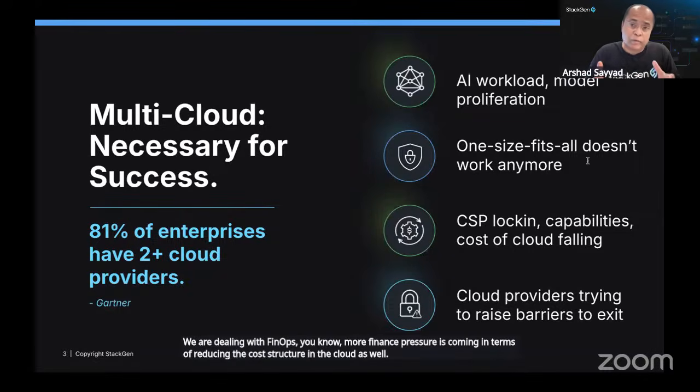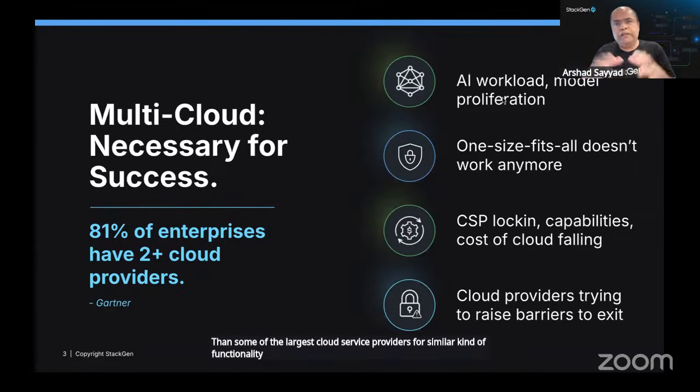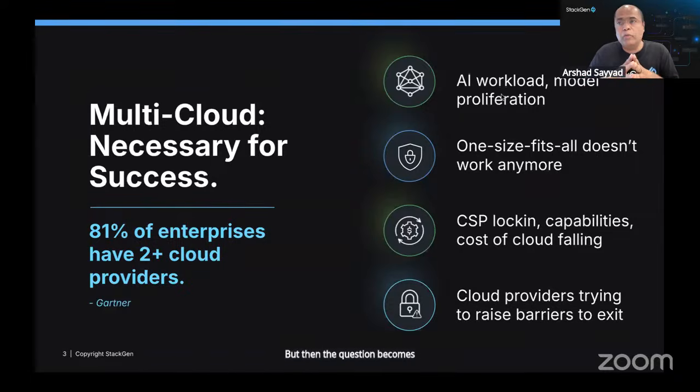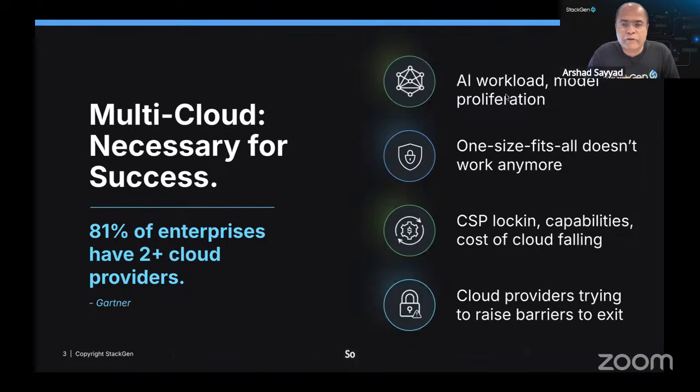And there are some cloud providers who are now quoting 40, 50, 60% lower price points than some of the largest cloud service providers for similar kind of functionality. So I think there is a convergence of multiple trends that are driving enterprises to choose multiple cloud service providers. But then the question becomes, how do you be nimble? How do you become nimble enough to move your enterprise workloads across different clouds? So Aruna, if you could go to the next slide, please.